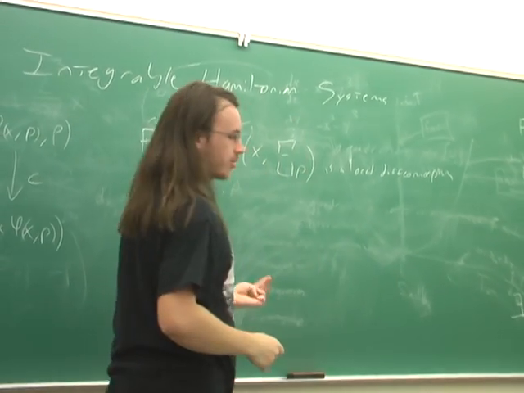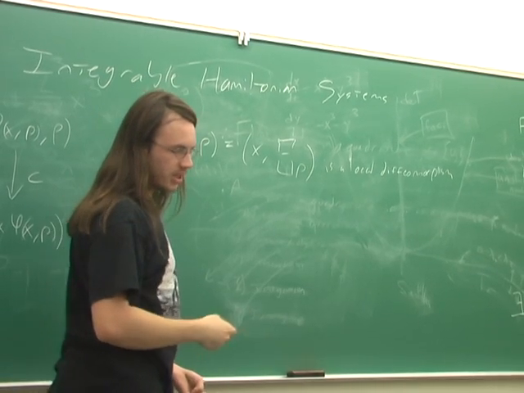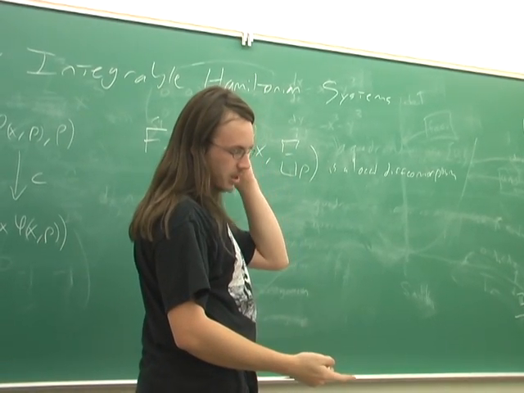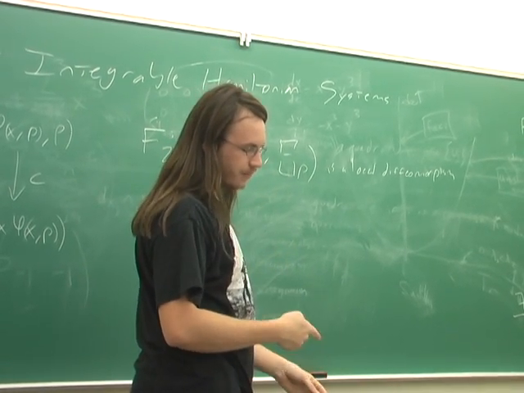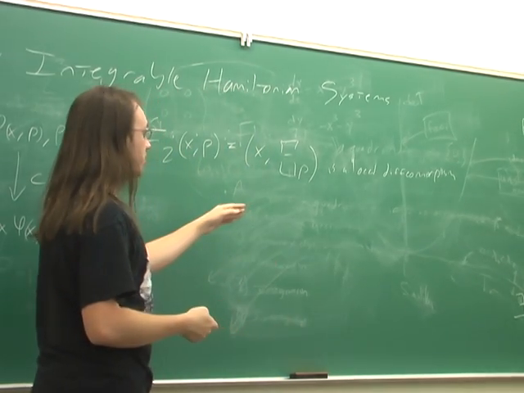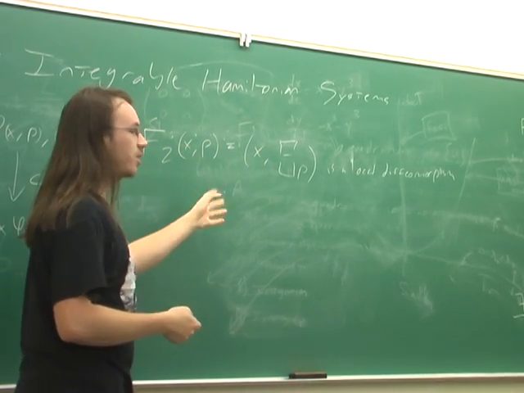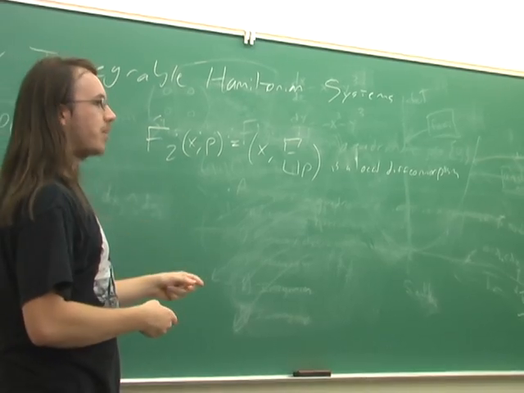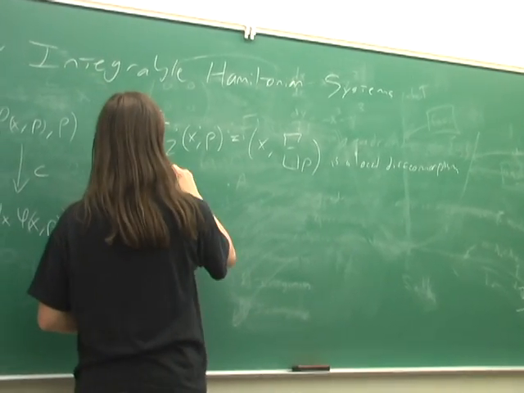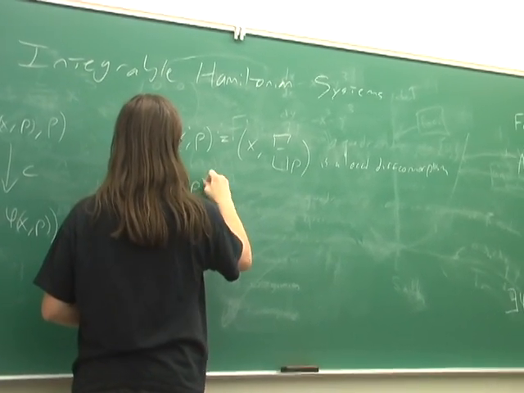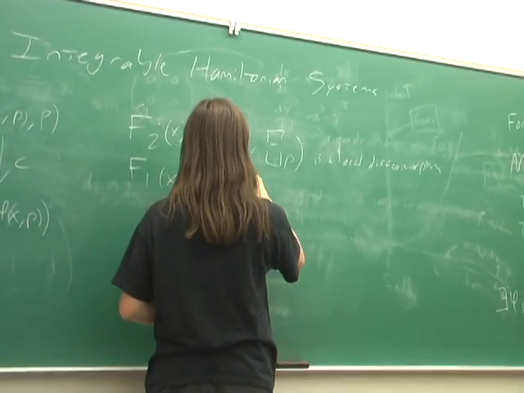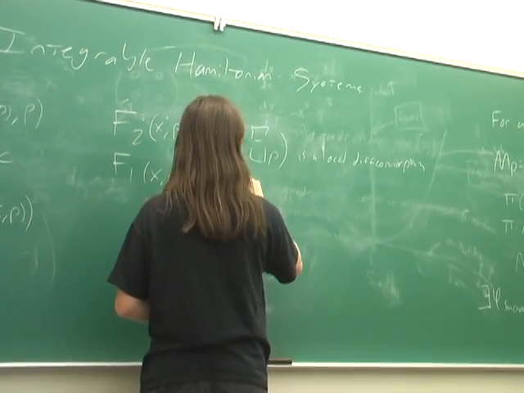So we have this is a local diffeomorphism, which implies, by the inverse function theorem, that this is invertible in some region, and so by the inverse function theorem f1 of x, p is also a local diffeomorphism. Why?